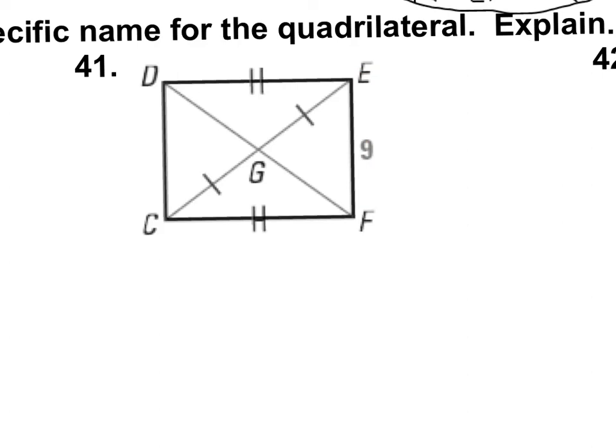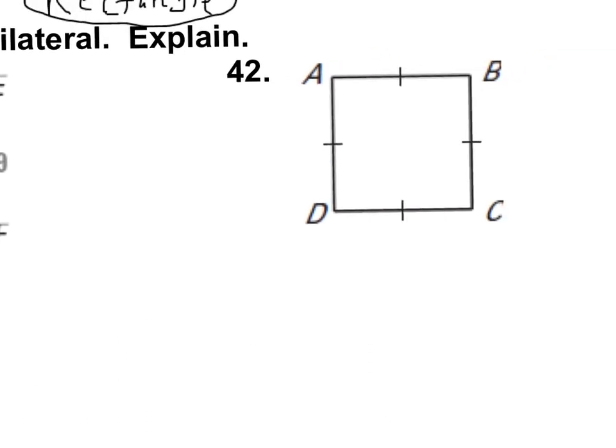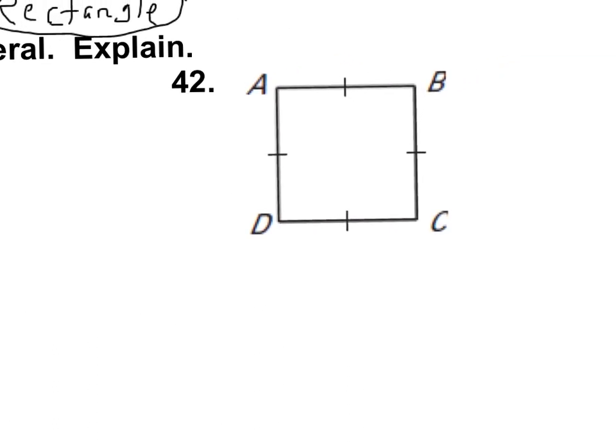We can still give it a name though. This would just be called a quadrilateral. It's still a four-sided polygon. So it's a quadrilateral, and you could write, there's not enough information to say it's any one of the shapes we studied. Okay, and the last one.